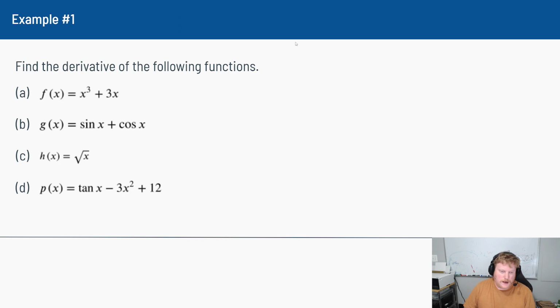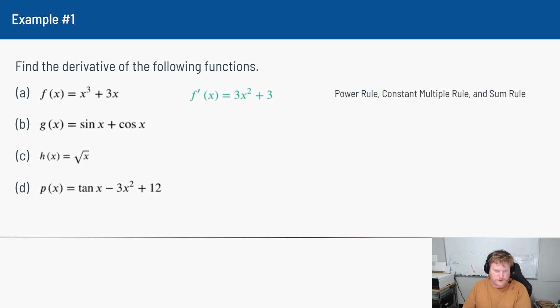So only one example this time, because it's really just how do we apply these rules. In part A, we have a function f of x is equal to x cubed plus 3x. So we're using the power rule, the constant multiple rule, and the sum rule here. We have the sum of two functions, x cubed and 3x. All the sum rule really says is I can find the derivative of those two functions separately and add their derivatives to get the total derivative.